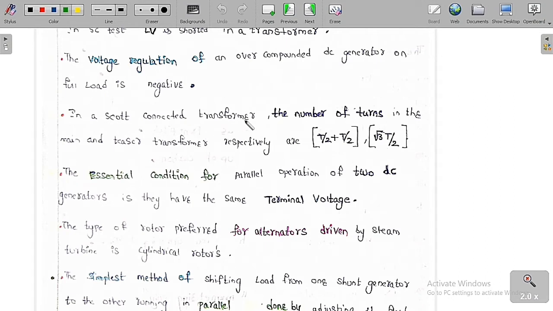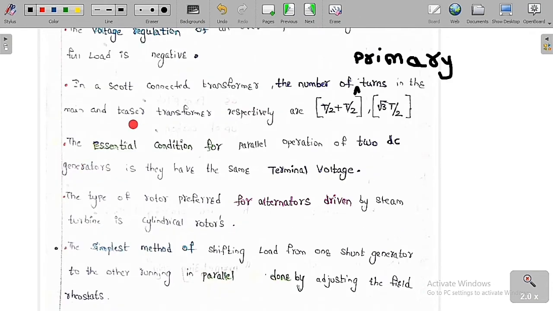In a Scott connected transformer, we have to write here primary turns in the main and the teaser transformer respectively are T/2 plus T/2, and √3 T/2. T/2 plus T/2 is the primary number of turns in the main transformer, and √3 T/2 is the primary number of turns in the teaser transformer. So in a Scott connected transformer, the number of primary turns in the main and the teaser transformer respectively are T/2 plus T/2 and √3 T/2.